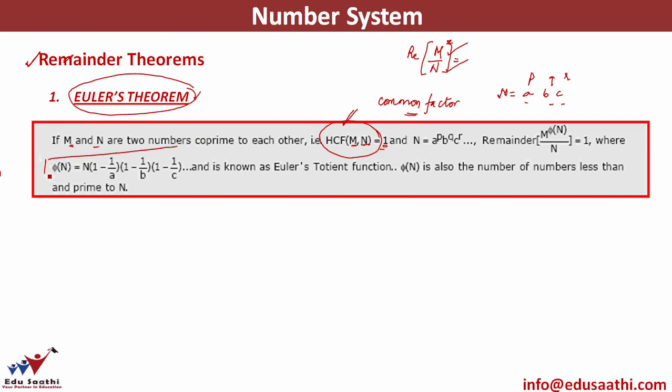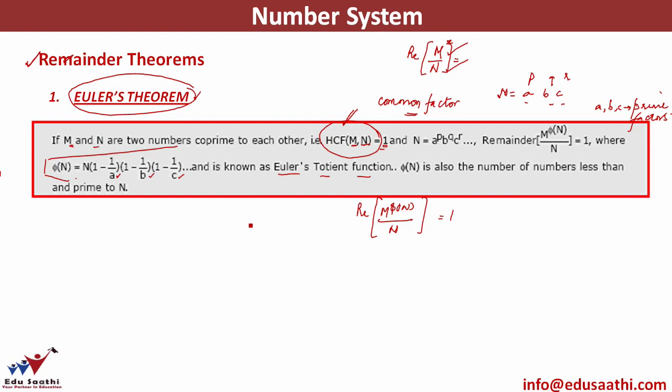Phi n, or the Euler coefficient of n, is given by n into 1 minus 1 by a, 1 minus 1 by b and 1 minus 1 by c. This is also known as the Euler function or Euler totient function. Now what are a, b, c? a, b, c are the prime factors that we have obtained already. Now once you find out this value of the Euler function, m raised to the power of the Euler function when divided by n would always give a remainder of 1. That is what Euler's theorem is.